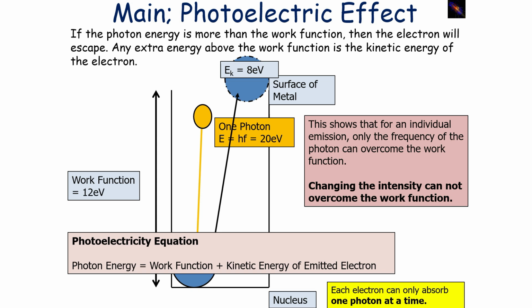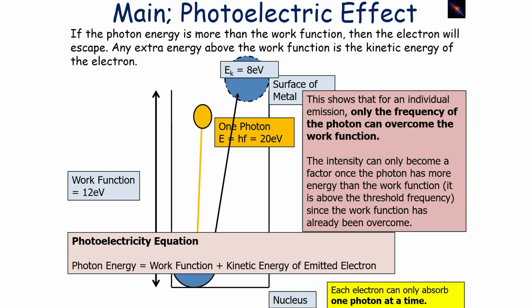Change in intensity will not overcome the work function, so it's only the frequency that affects photoemission. The intensity can only become a factor once the photon has more energy than the work function, when the frequency is above the threshold, since that work function has already been overcome.